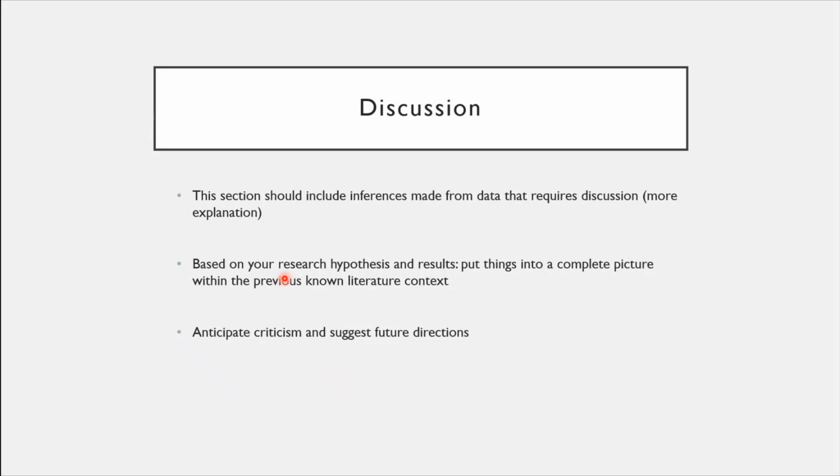So the discussion is where you make inferences, you interpret the results, you discuss the results, you provide more explanation when needed. So in the discussion, you put everything into a complete picture. Based on your research hypothesis and your results, you put things into a complete picture within the previously known literature context. So you connect different results of your own together, as well as putting them in the context of what has already been published in the literature.